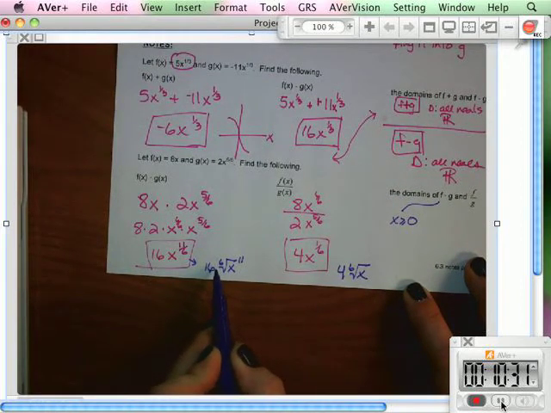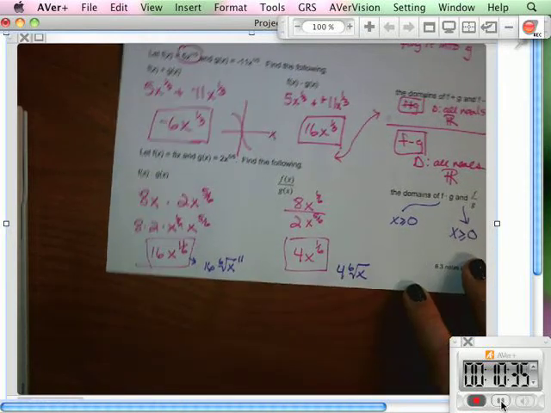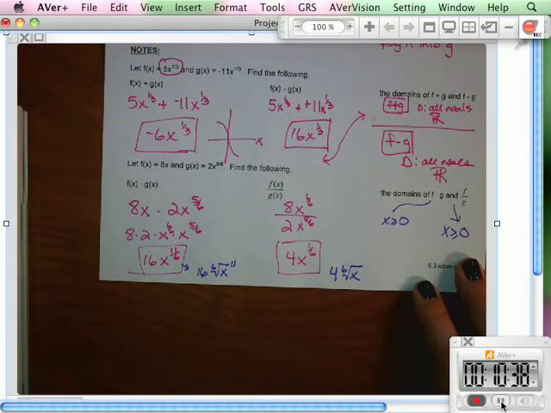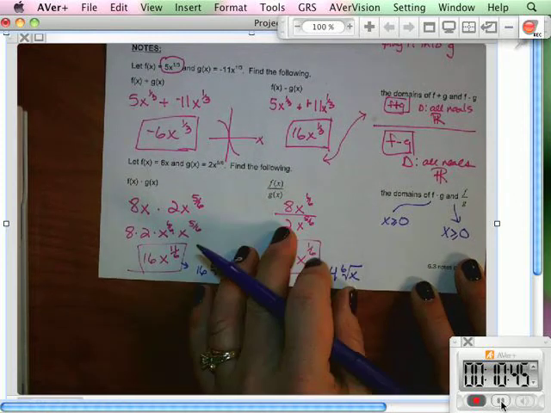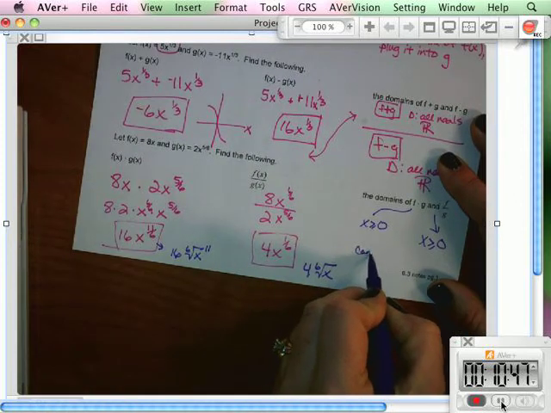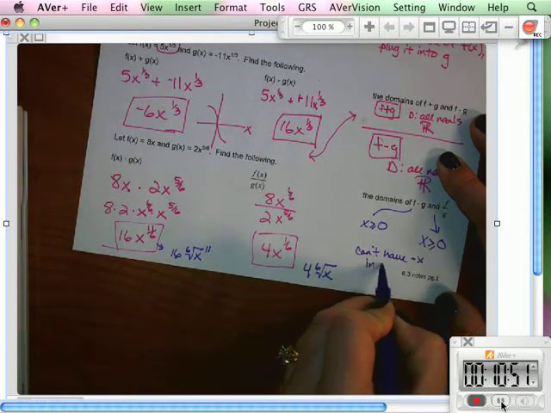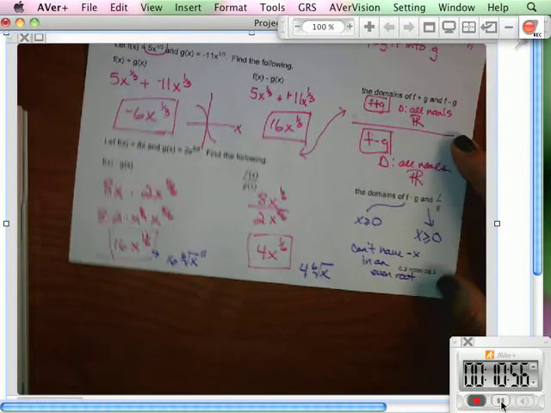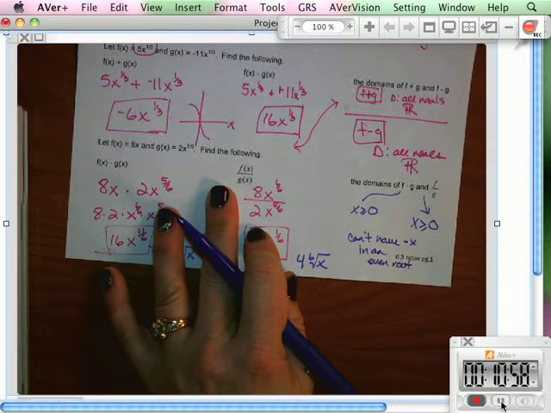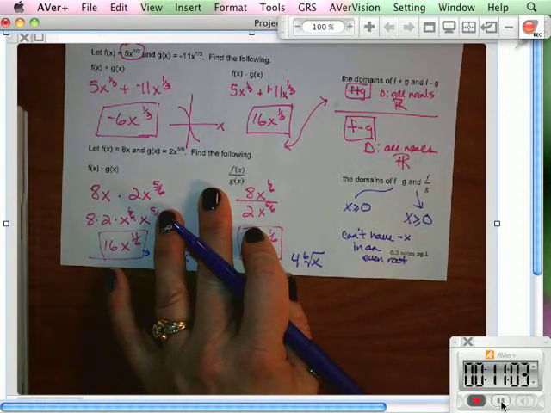And for this one. So you have to think about that. Again, you can't just memorize this or this or this or this. You have to think about it. Okay? Okay. I'm going to write you can't have a negative x in an even root. Okay, can we turn it over now? Even root.